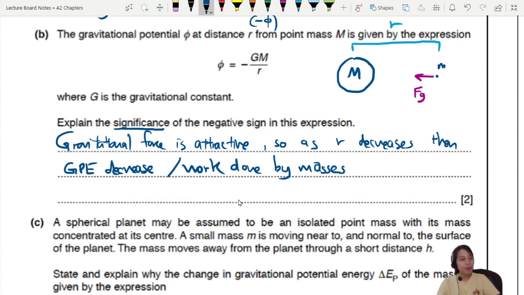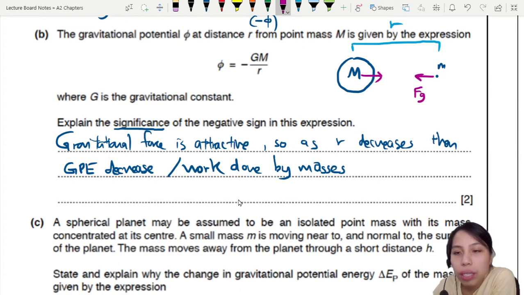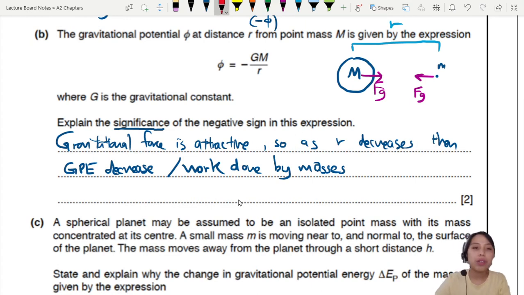There's another way where we say work got out from the system. That's kind of a weird way of saying it, but we'll stick with this one for now, okay? So GPE decreases. Why? Because work is done by the masses. They're actually pulling each other together, thanks to Newton's law of gravitation. Okay, so this is 2 marks. If you talk about gravitational force being attractive, you must say force, don't just say gravitation is attractive. So as the radius decreases, as they get closer together, then GPE decreases or work is done by masses. That's some of the possible ways you can talk about it. So this is B1 and B1.